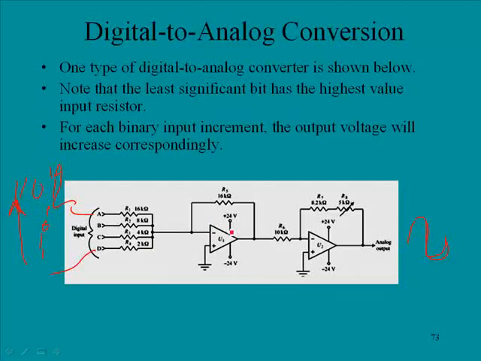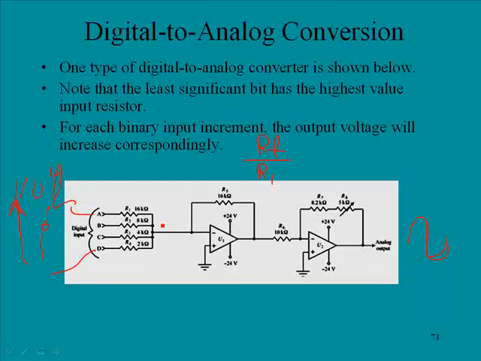What we're doing is feeding these inputs into this op-amp right here, and this is in the inverting amplifier configuration. Remember, the gain would be the feedback resistor RF over whatever the value of R1, 2, 3, or 4 is that is sent in, and we will get a voltage proportional to that value.